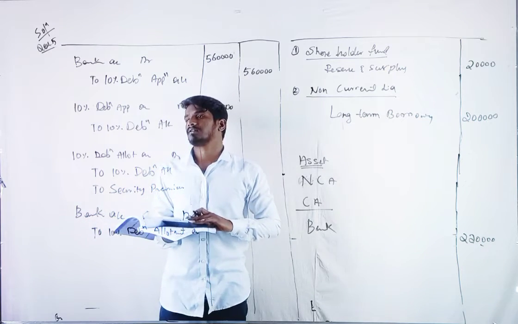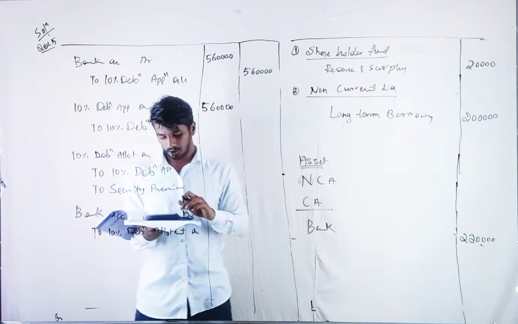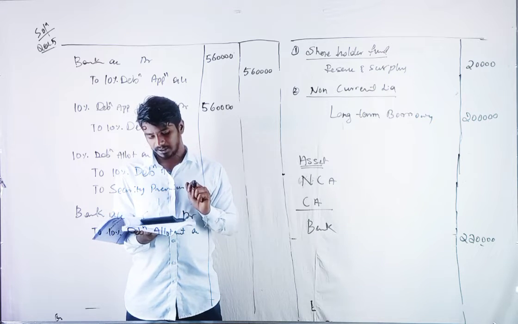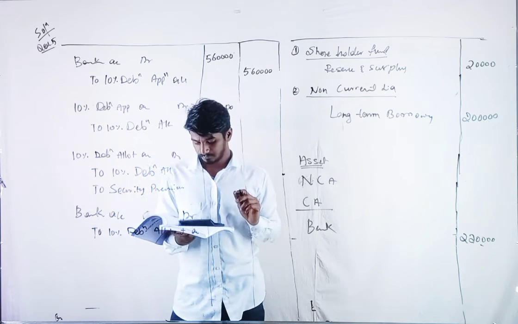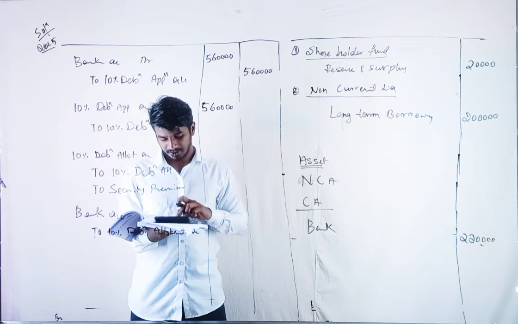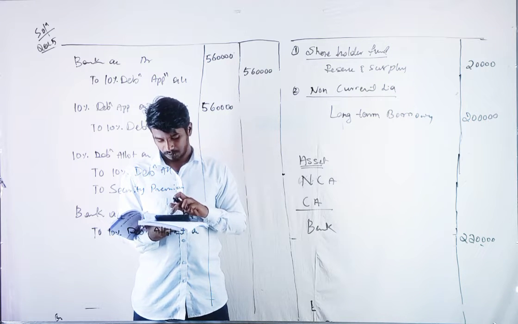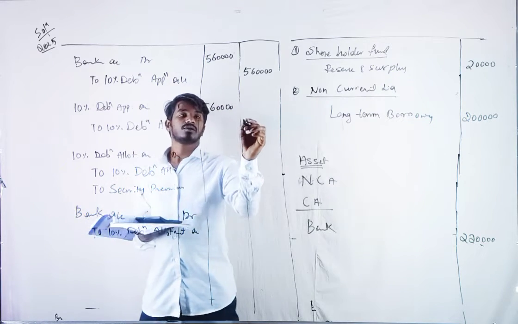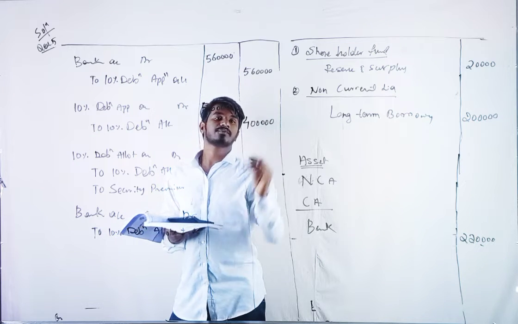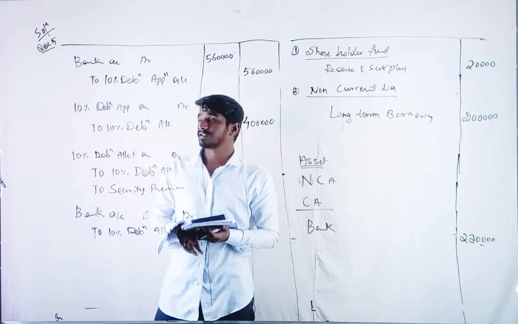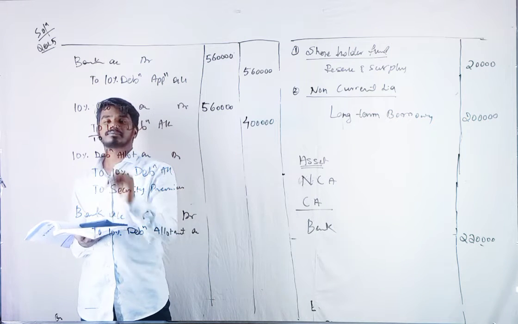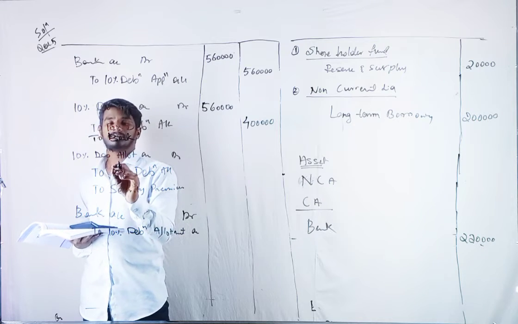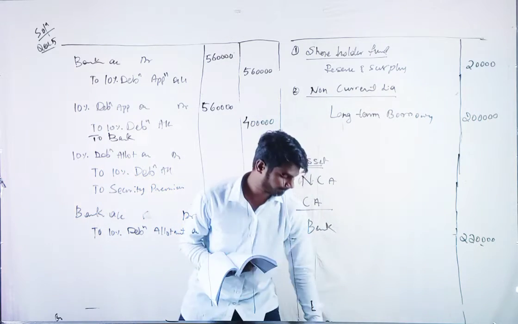And what goes to 12% debenture account? Whatever we have issued, 10,000 debentures, application money is 40, right? 40, 4 lakh rupees goes to debenture. And next, to bank account. And shall I erase it?